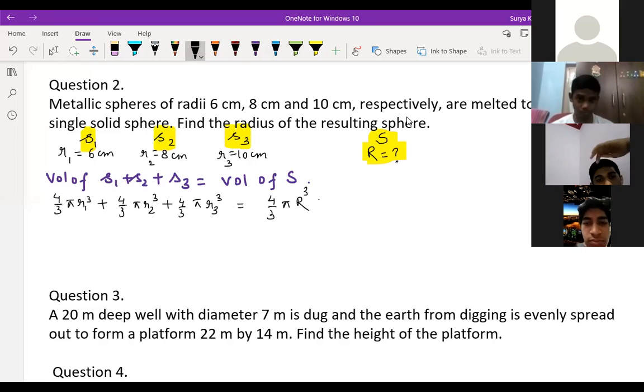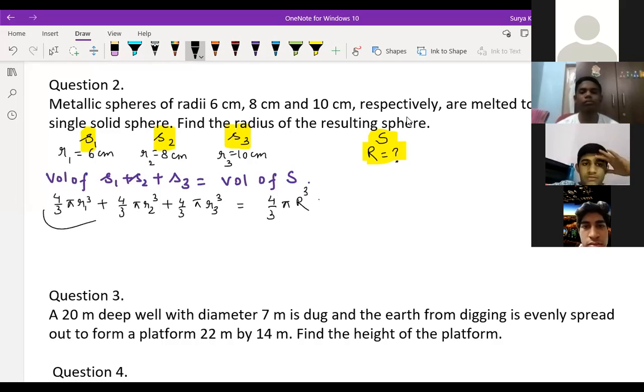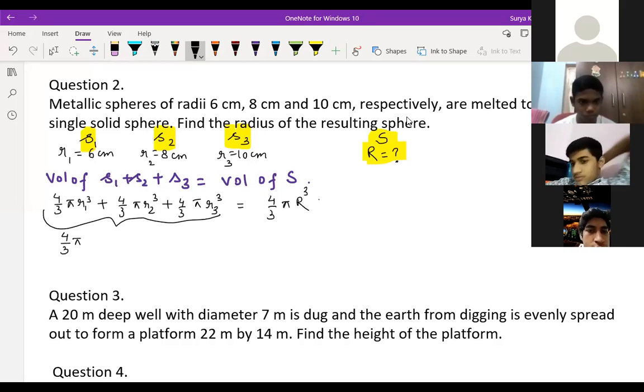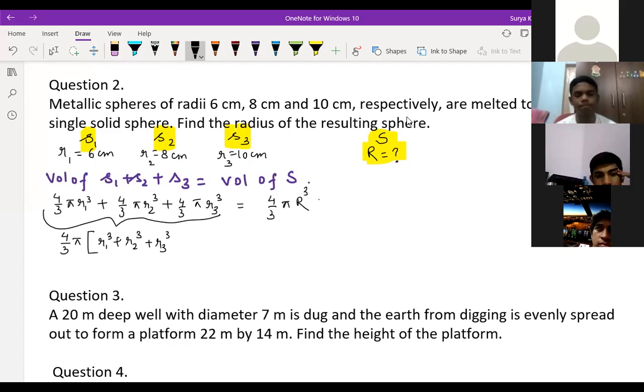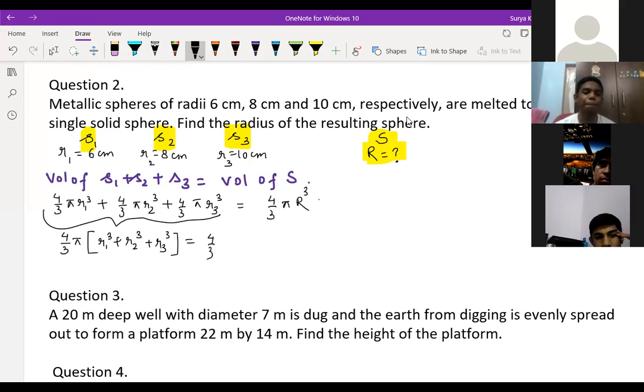Yes. Now don't multiply this 4 by 3 pi R cube. Don't find it separately. First try to take out what is common from everything. From these 3 you can take 4 by 3 pi common. So we'll get here R1 cube plus R2 cube plus R3 cube is equal to 4 by 3 pi R cube. Javin, after this, what do we need to do? So after this, sir, we need to add the R values, sir. Others, what do we need to do here?